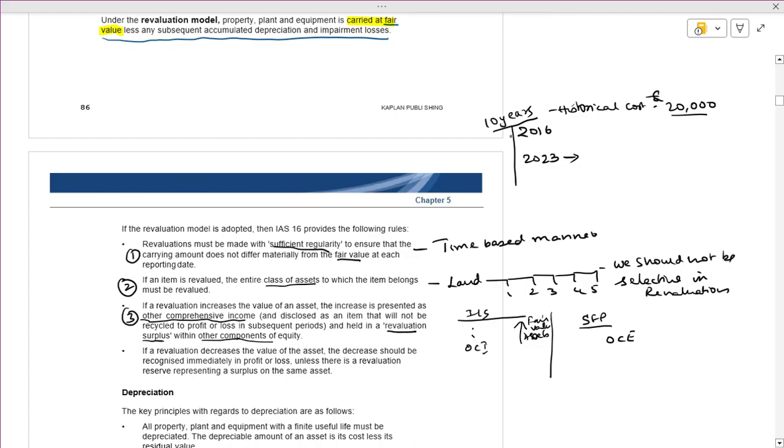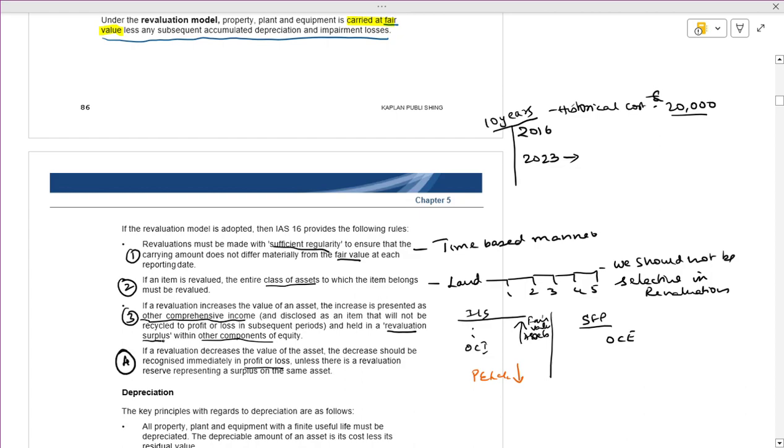If a revaluation decreases the value, the decrease should be immediately recognized in the profit and loss account, unless there is a revaluation surplus representing an earlier increase. If there is a revaluation surplus from that specific asset, we have to make the adjustments against it. This is related to point 4.